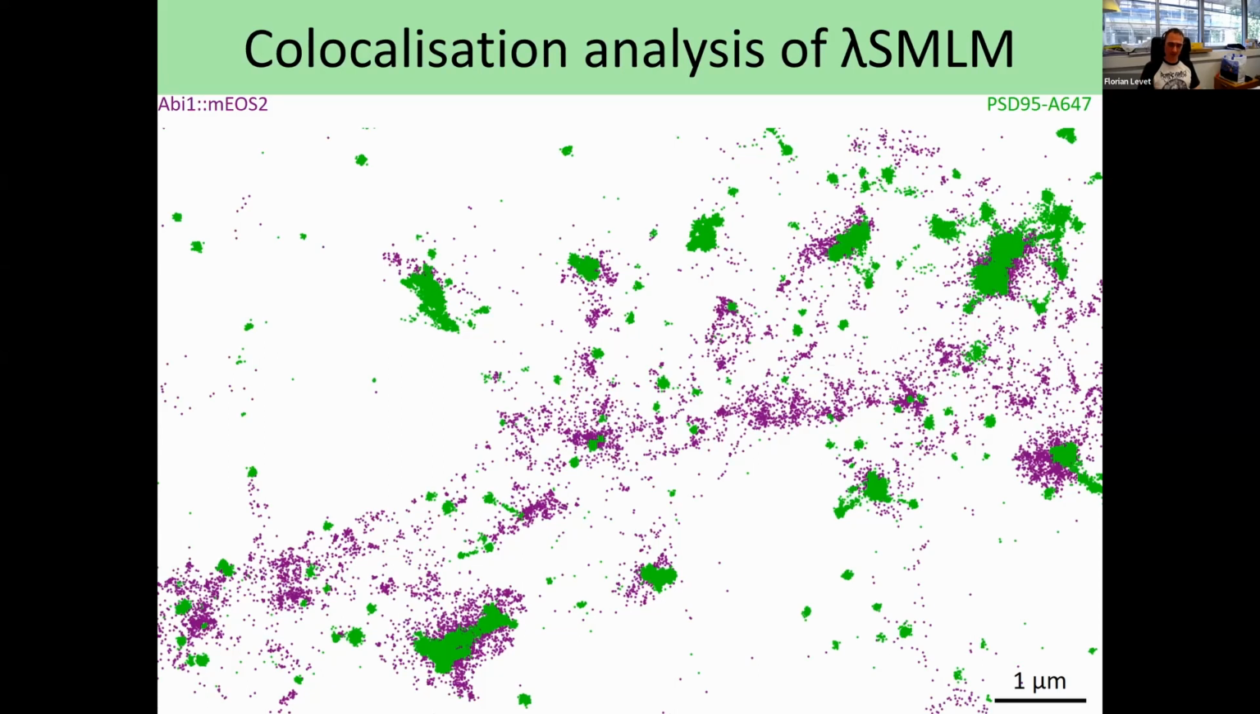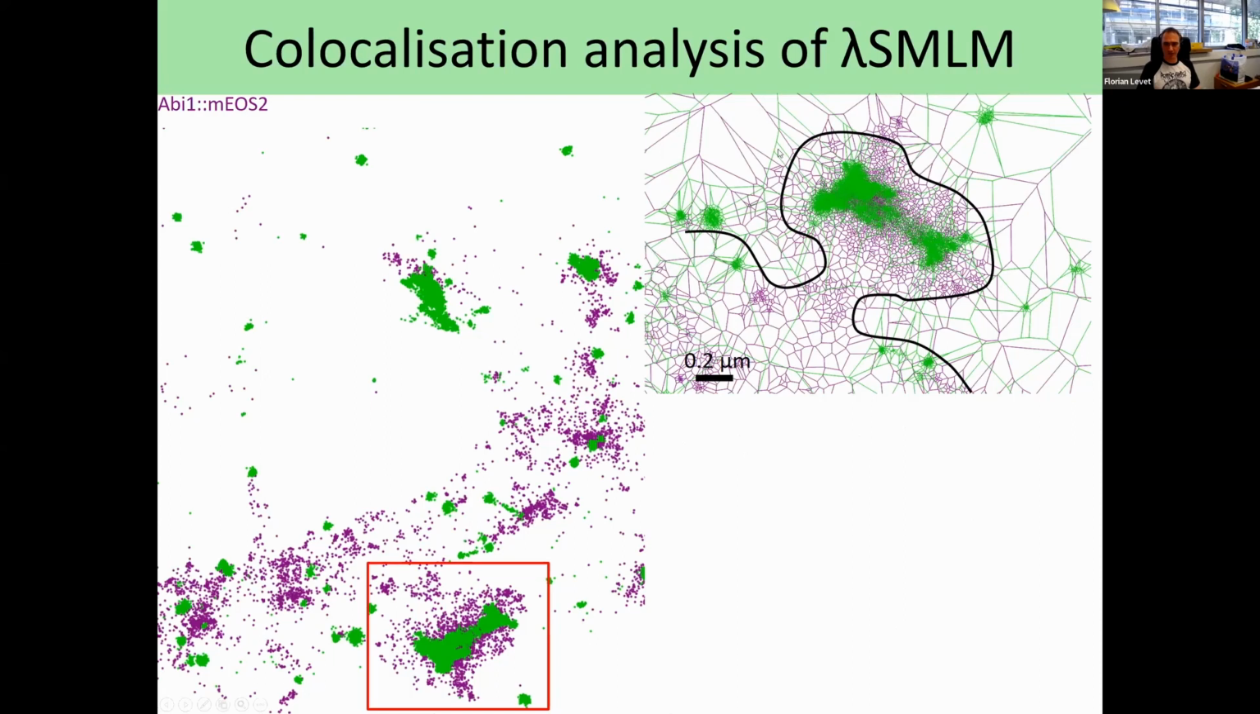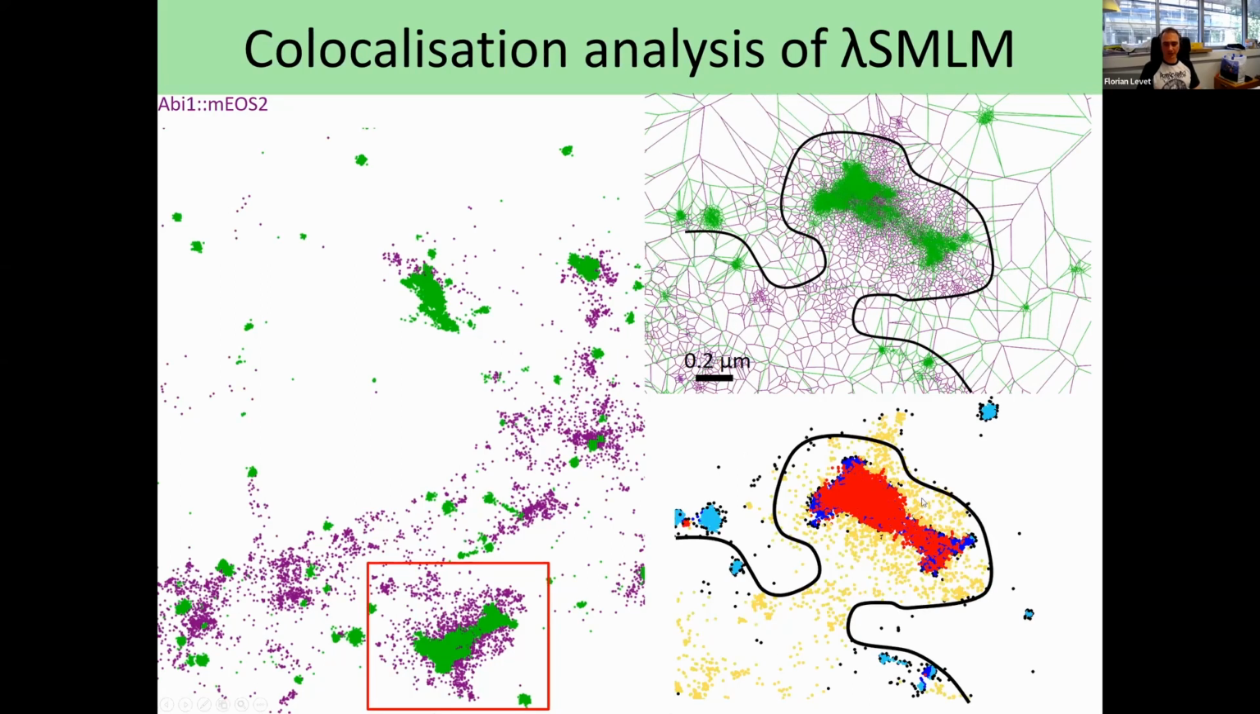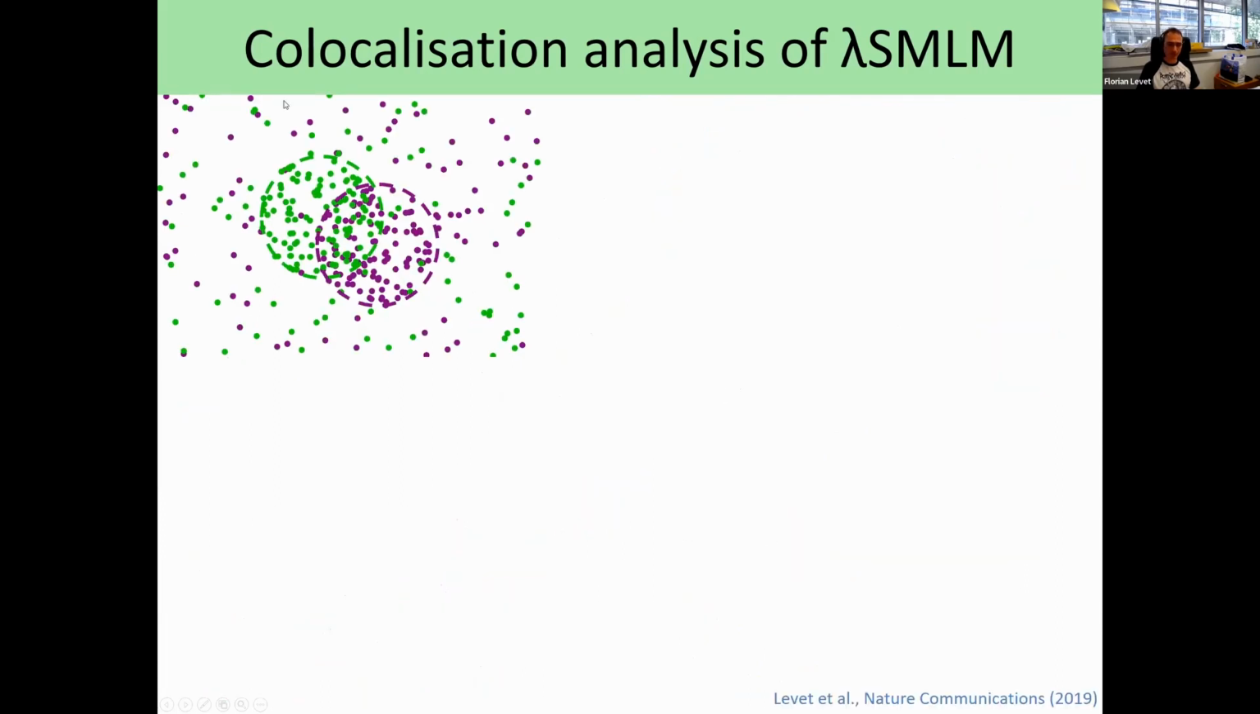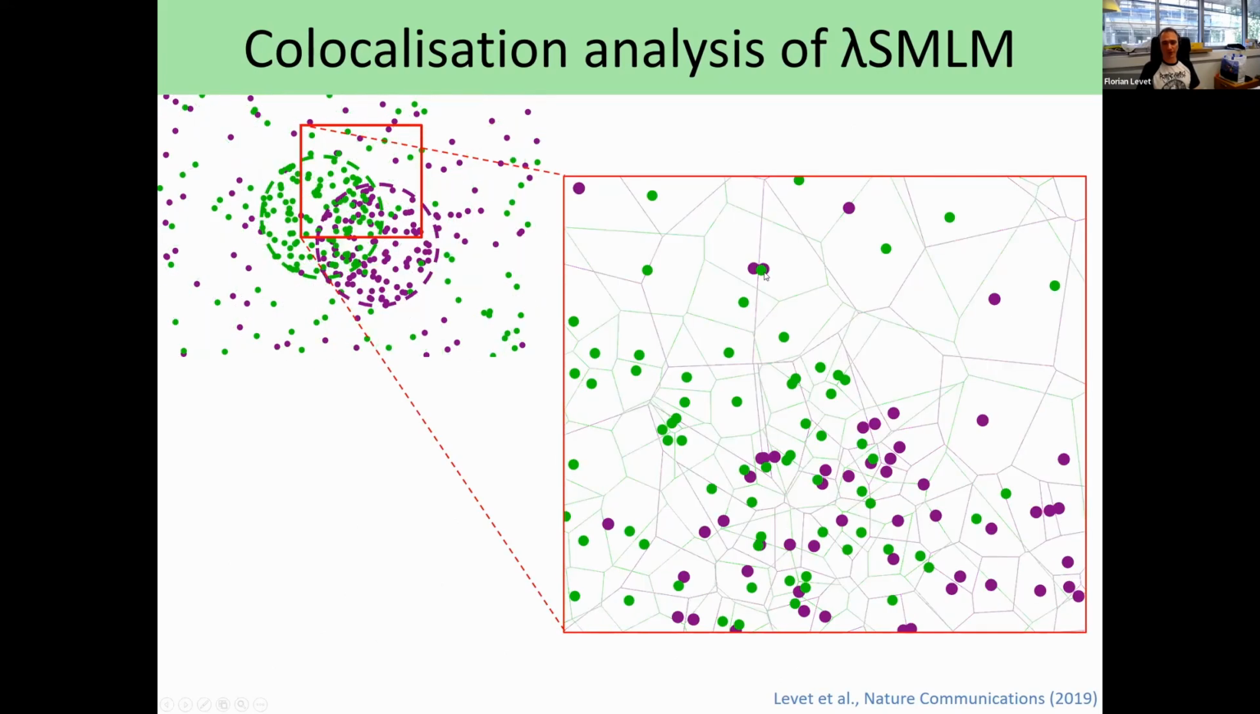So from this data, for instance, we have two stainings, so we have two Voronoï diagrams. We wanted to be able to end up with this kind of colocalization analysis. In blue and red, you have the highly colocalized region. In yellow and cyan, you have the high density in only one color, and in black, there is the background. And if we go to this very simple simulation, we do the two Voronoï diagrams.